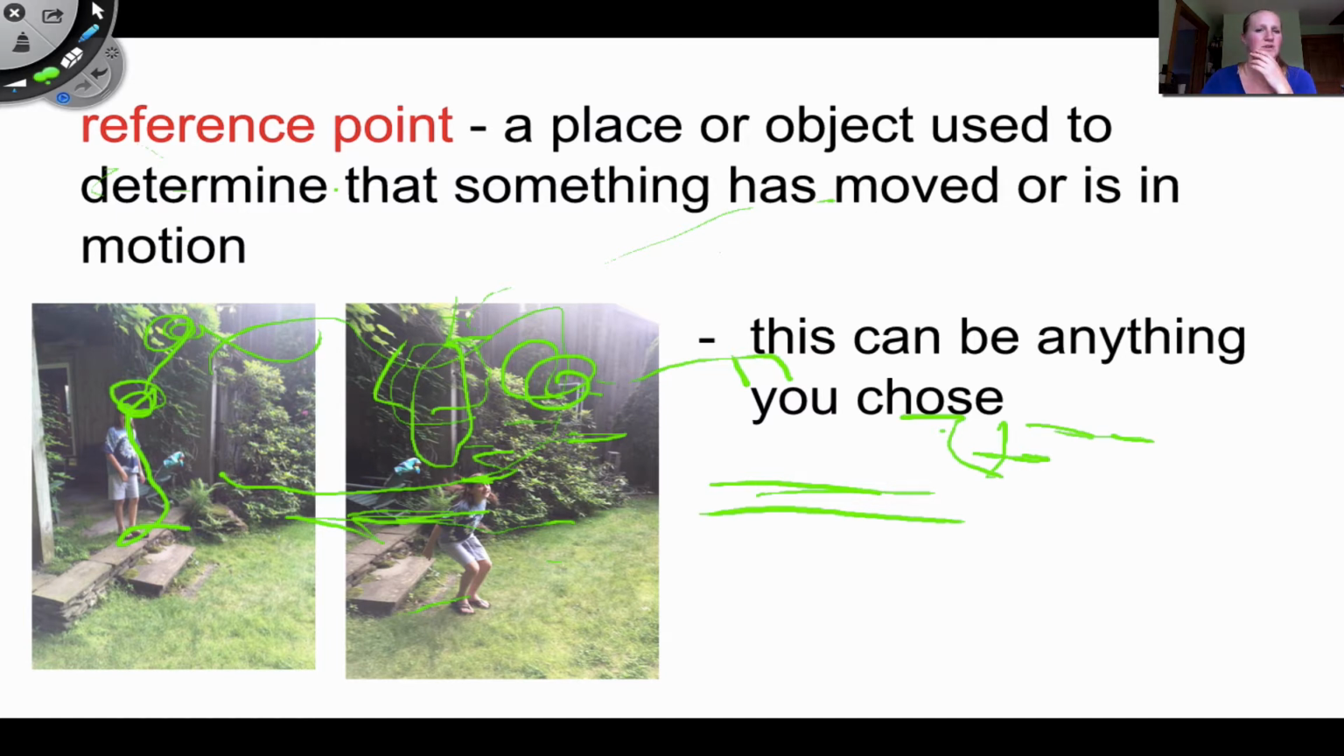And I am struggling a little bit with finding my mouse. Okay, we're going to do that.